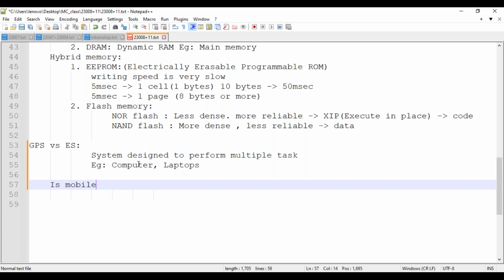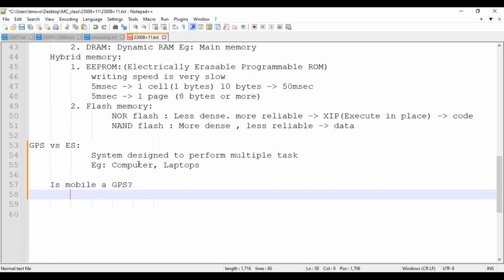Now, there is a very important question. Is mobile a general purpose system? What do you think? Is mobile a general purpose system? According to the definition I have just given you, yes, mobile phones or smartphones are considered to be general purpose systems because they also perform multiple tasks. But in order to make a conclusion whether a device is a general purpose device or an embedded system, I am going to make another statement.